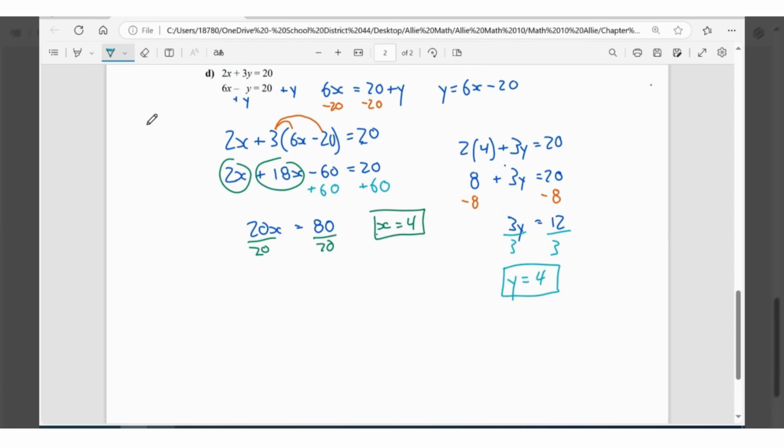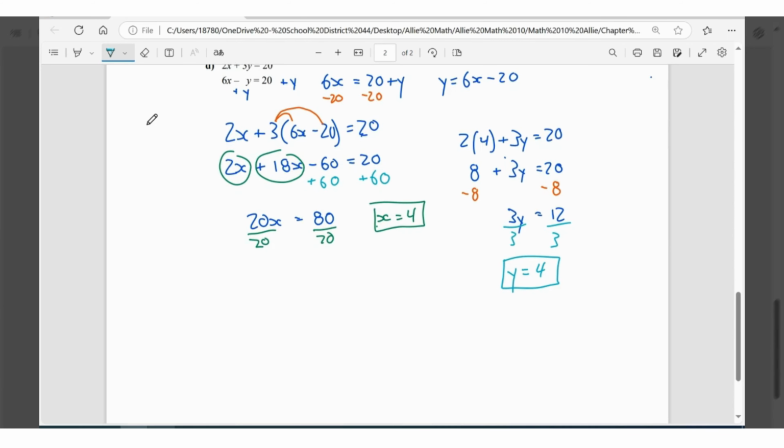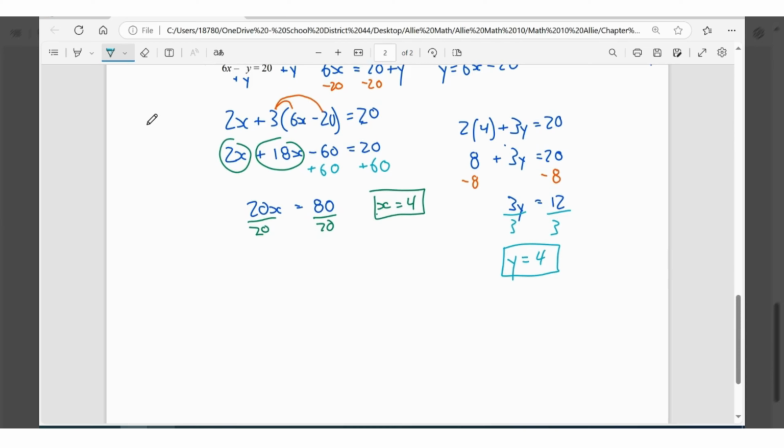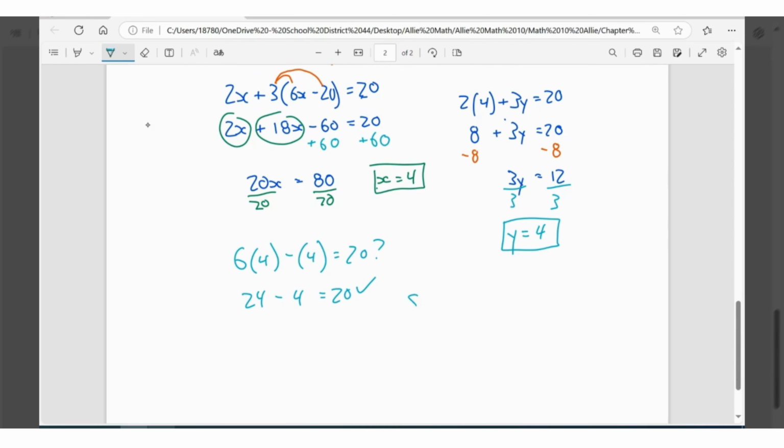And our final step, let's verify our solution. Let's see, is it true that 6 times 4 subtract 4 equals 20? Okay, is that true? 24 subtract 4. Does that equal 20? I would say that it does. So our solution is x equals 4, y equals 4.